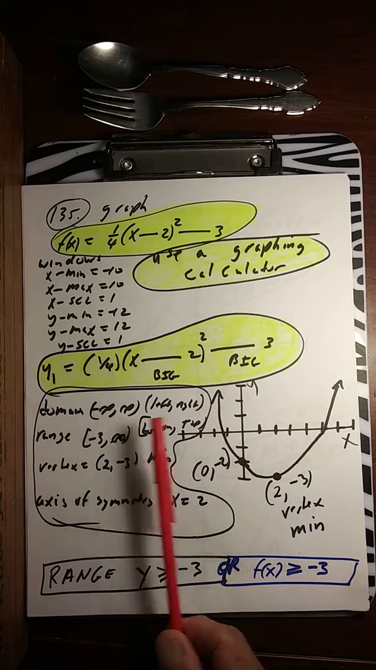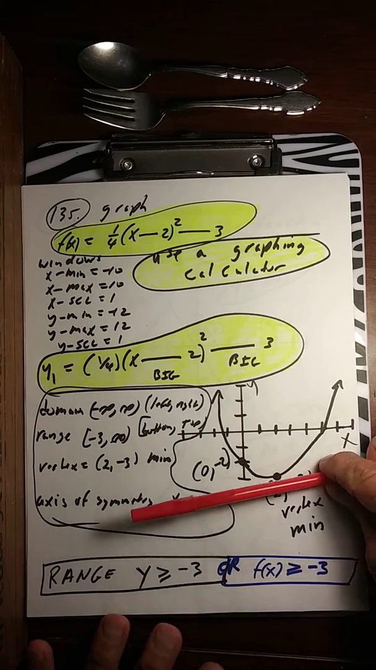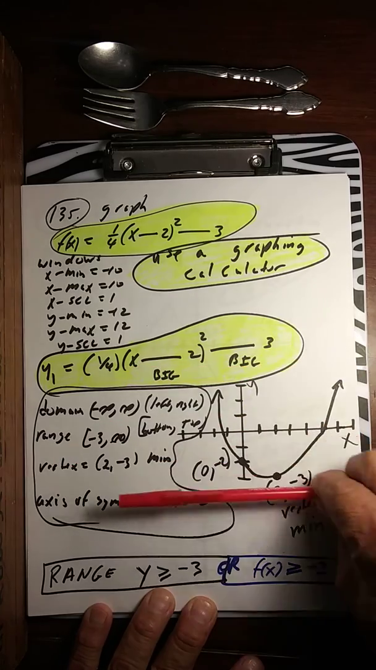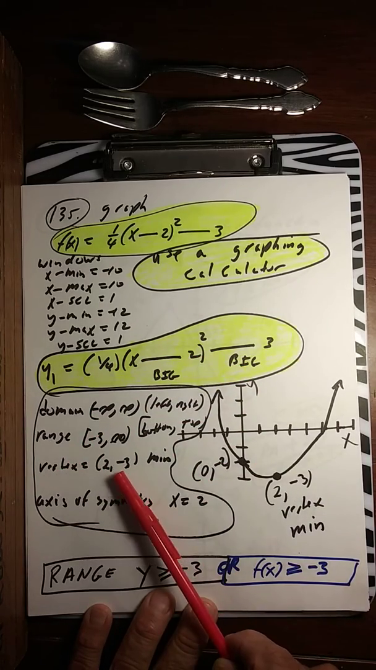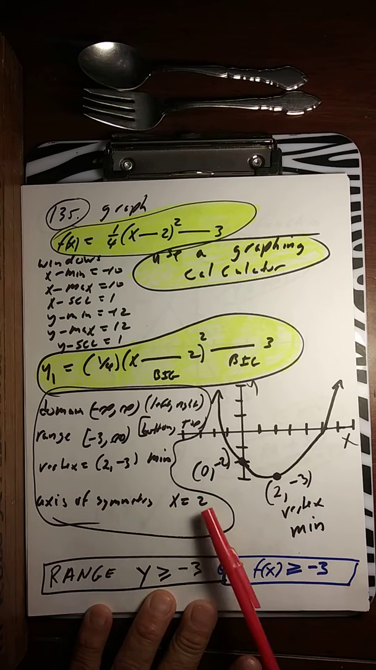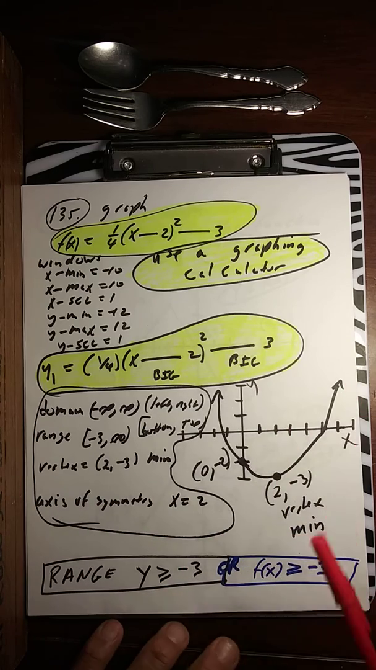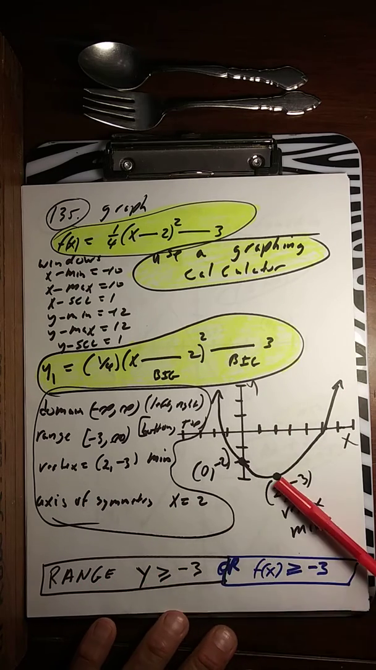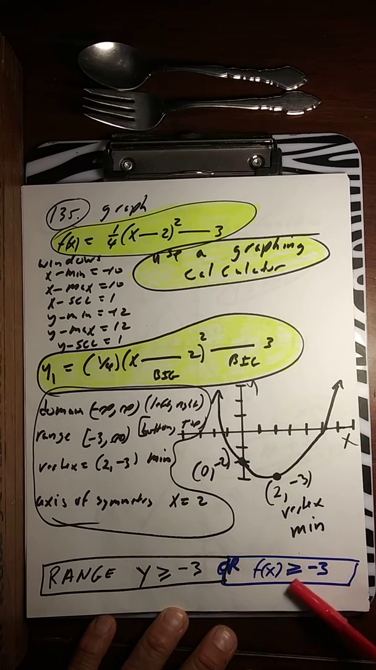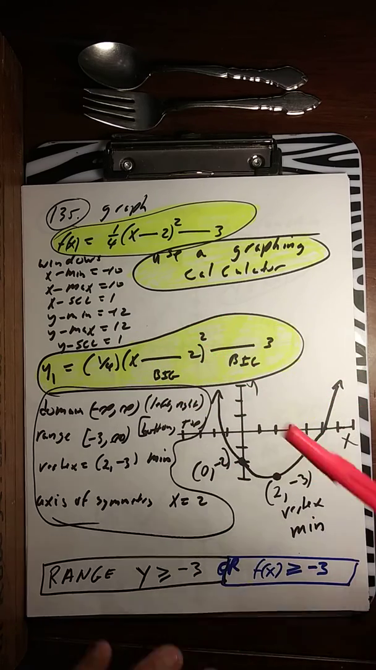So now, for this, domain is -infinity to infinity. The range is from -3 to infinity, bottom to top. Vertex is 2 and -3. Axis of symmetry is x equals 2. So the range is bigger than or equal to -3, or f of x is greater than or equal to -3. That way.